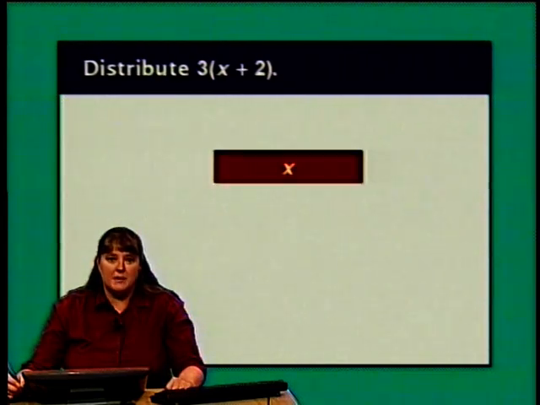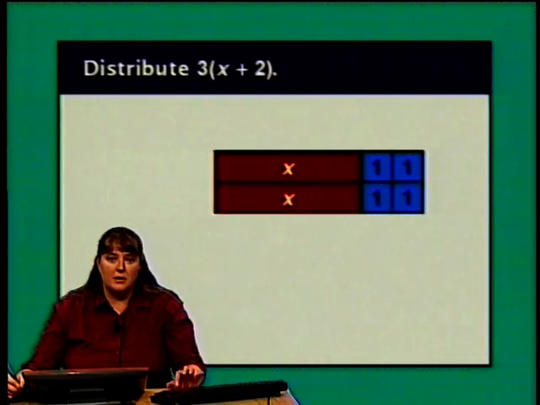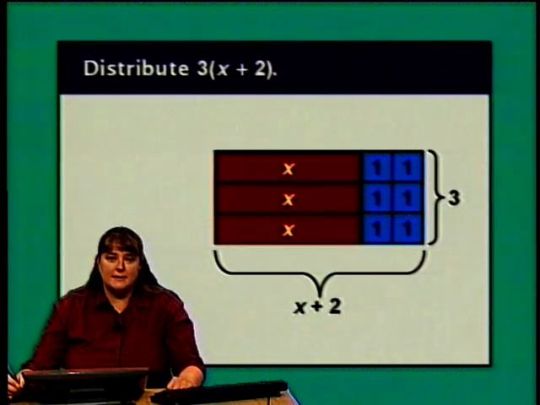So I'm going to start out with my rectangle representing x. I'm choosing this because it has a length of x. Inside my parentheses, I have x plus 2. So I actually want a length of x plus 2. To get that, I'm going to take 2 of the 1 by 1 squares. So now I have, looking at this entire rectangle in both colors, a length of x plus 2. I need 3 of these because I'm taking 3 times the quantity x plus 2. So there's 1, 2, and 3 of these.